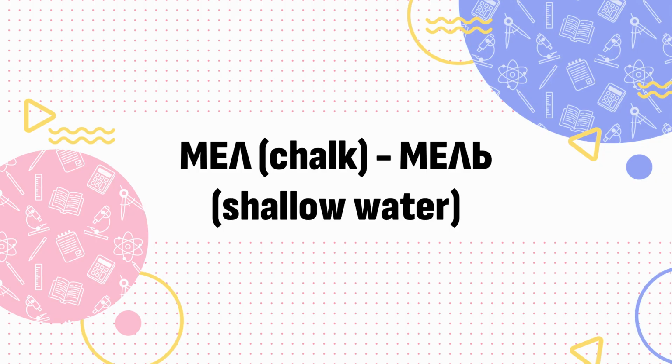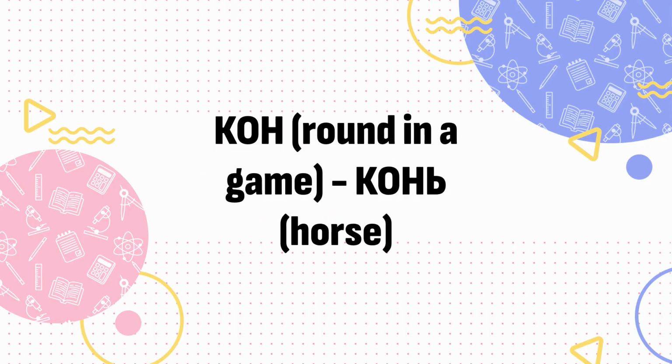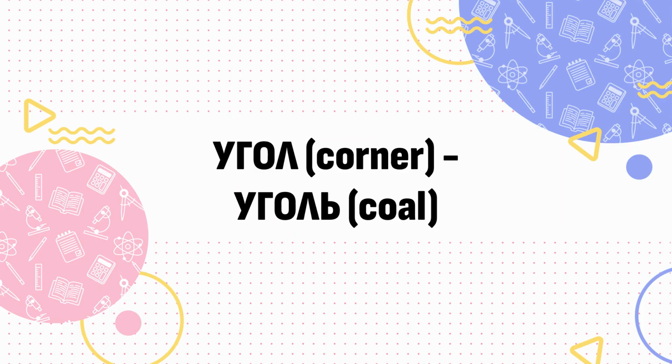We also have two letters that have no sound at all. These are the hard sign and the soft sign. Words never start with these letters. These letters don't have their own sounds, but they change the pronunciation of the letters that are around them. For example, мел, мель, кон, конь, угол, уголь.